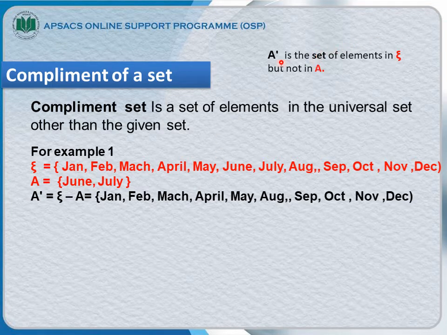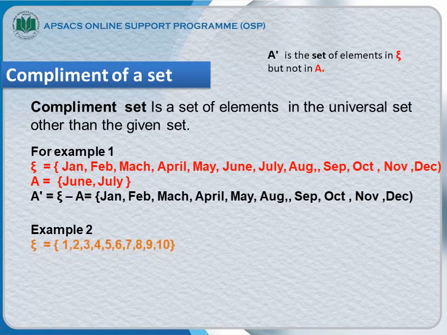A prime is the set of elements in the universal set but not in A. Clear? Again, A prime is the set of elements in the universal set but not in A. You can see that in set A we don't have these months, yet we don't have holidays. So, the complement of A, A prime, is equal to January, February, March, April, May, August, September, October, November and December.